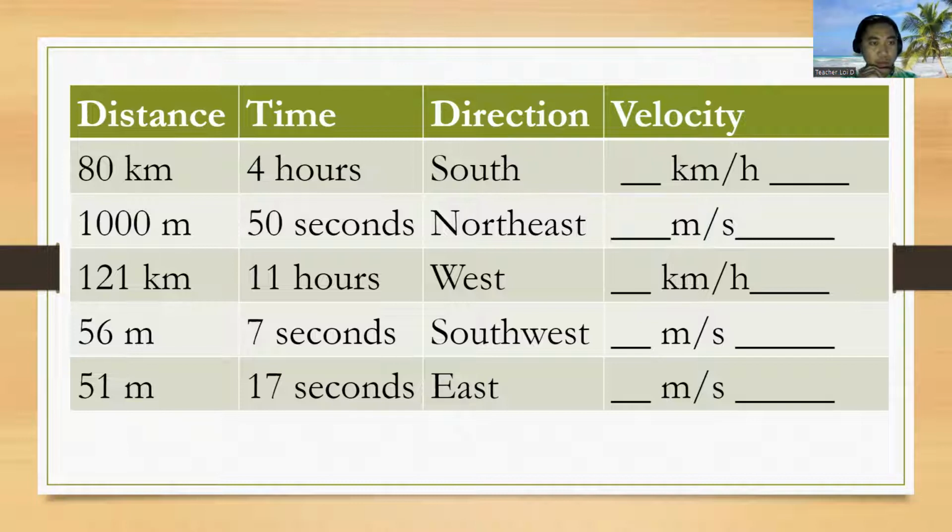And then may 56 meters dito, distance, and 7 seconds. So 56 divided by 7 is 8. 8 meter per second southwest. And then 51 meter divided by 17 seconds is equal to 3 meter per second east. So wag natin kakalimutan yung direction. Speed with a direction is velocity.